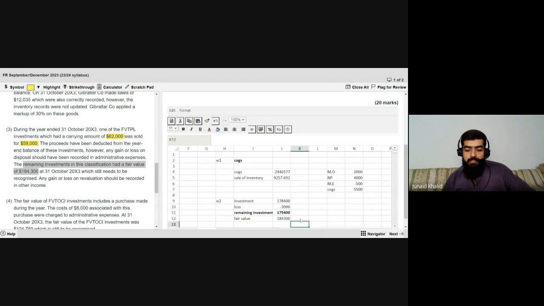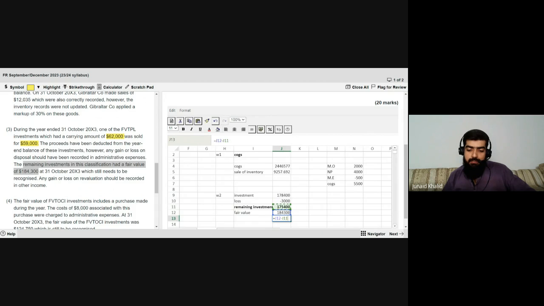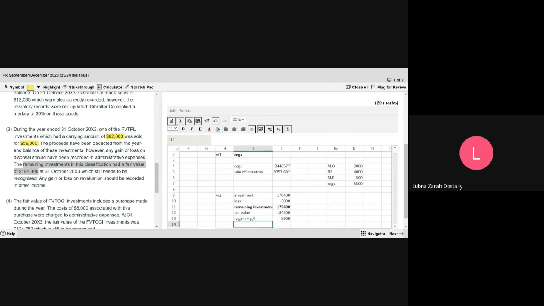Now let me know whether the value of investment has been increased or decreased. Increased by 8,900. Yes, it has been increased by 8,900, and that is known as a fair value gain. And this will be recognized in P&L. Am I right? This will be recognized in P&L.